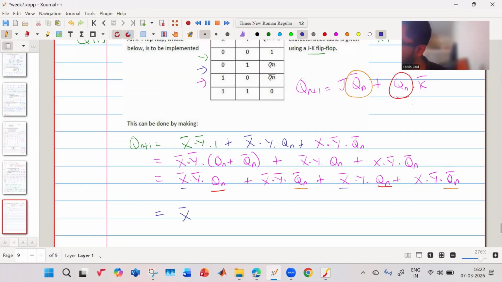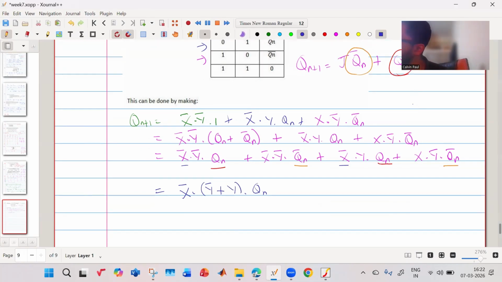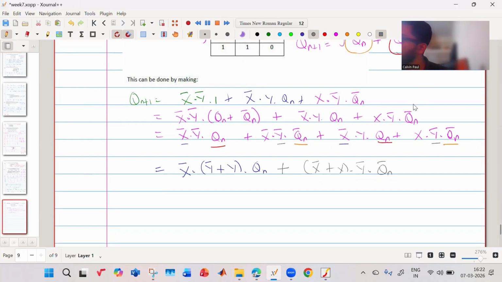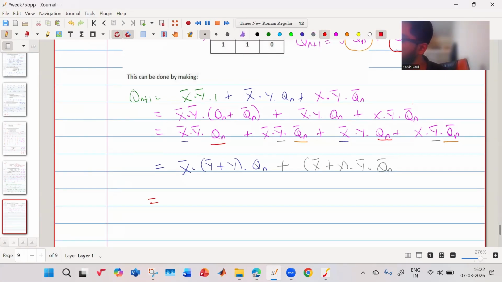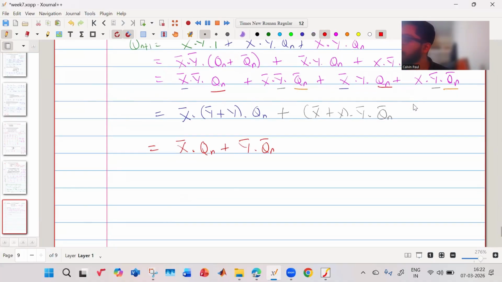So we write X bar and Y bar or Y and Qn. Okay, well and good. Next we have to do over here. Here what is common? You have Y bar is common and Y bar is common. So how do you write it as plus X bar or X and Y bar and Qn bar? So now let us write the simplified expression. It becomes X bar and Qn plus Y bar and Qn bar.